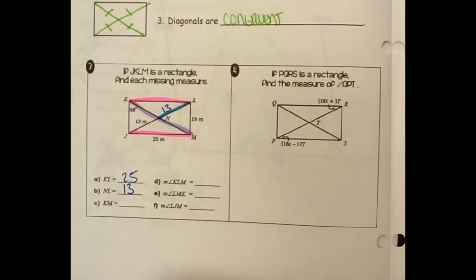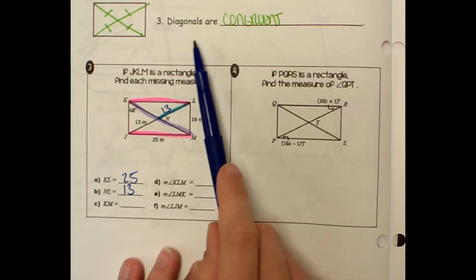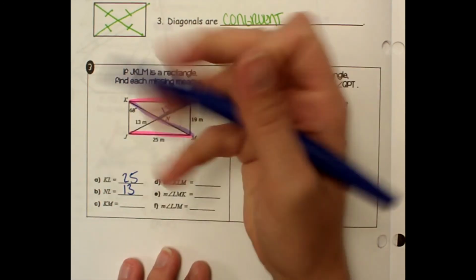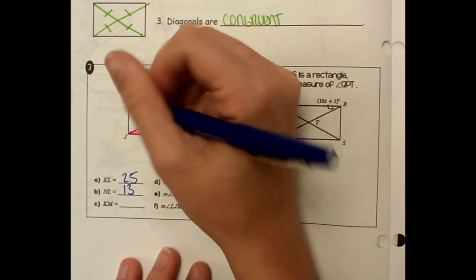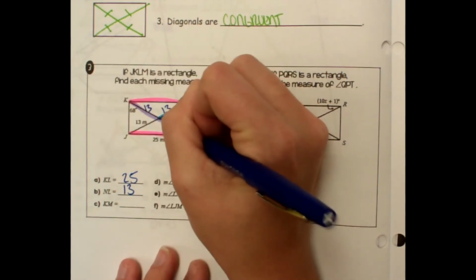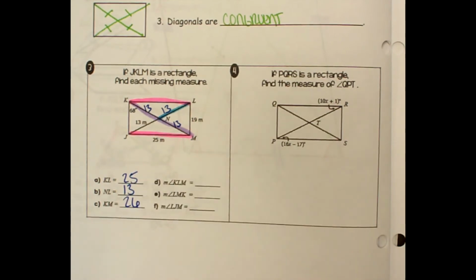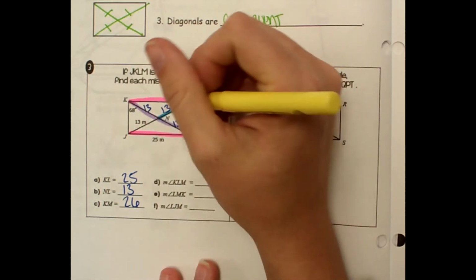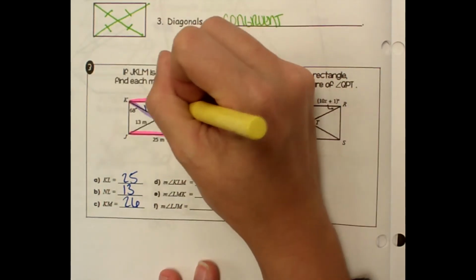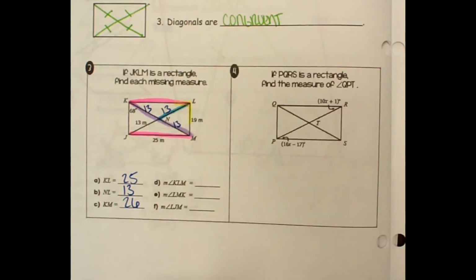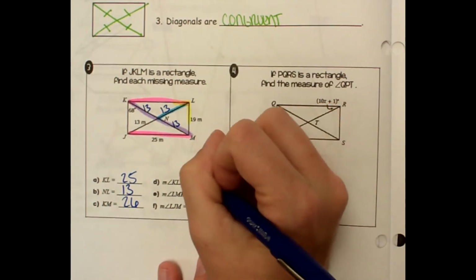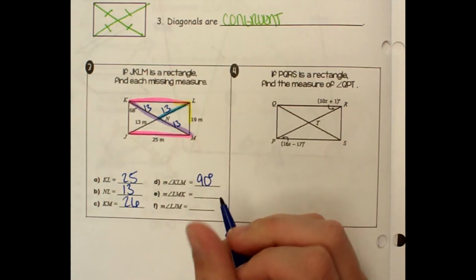Now it goes back to the actual specific rectangle property that diagonals are congruent. So if this half is 13 and that half is 13, this one is 13 and that one is 13, making the whole thing 26. So let's look at our angles. It wants to know the measure of, I'm running out of colors, KLM. KLM is this angle right here, which because it's a rectangle, they're all 90 degrees.